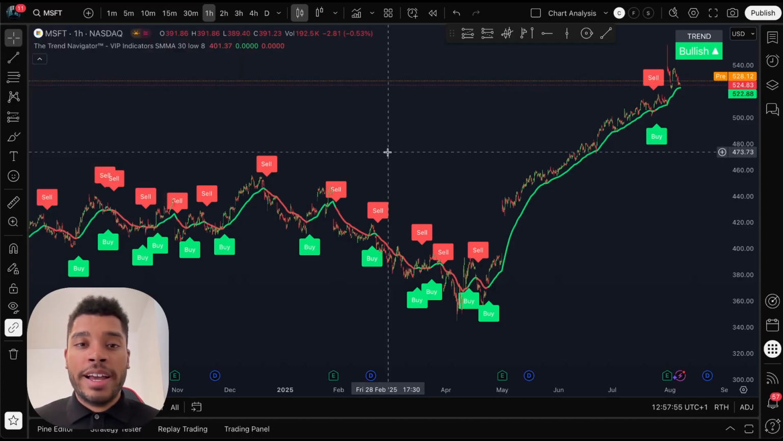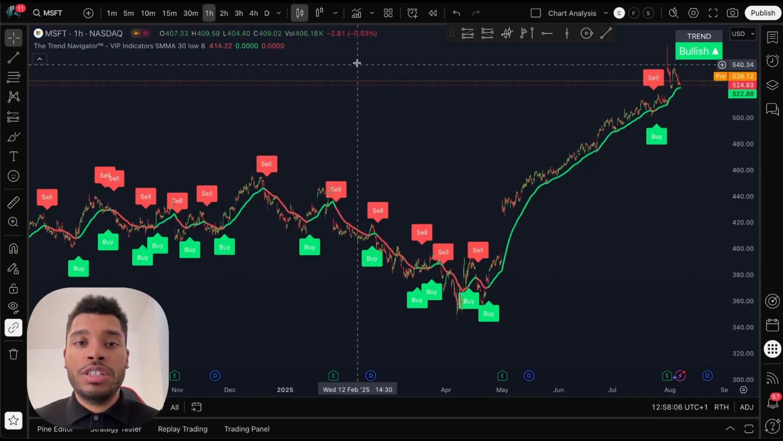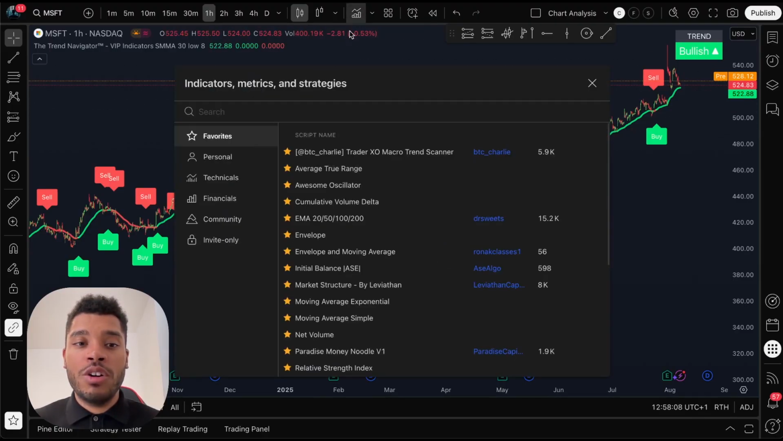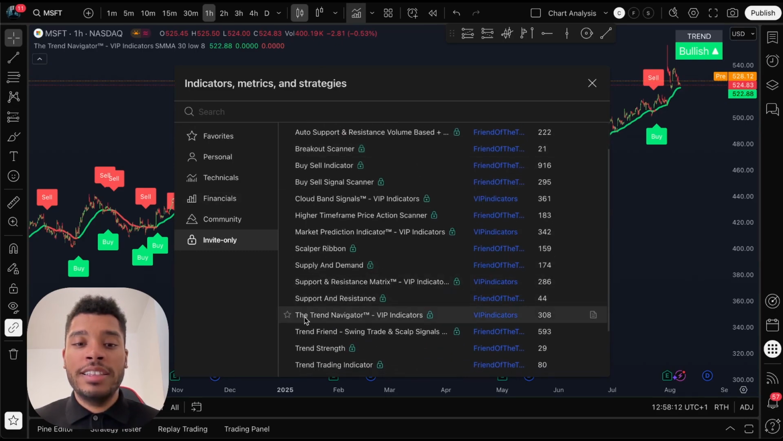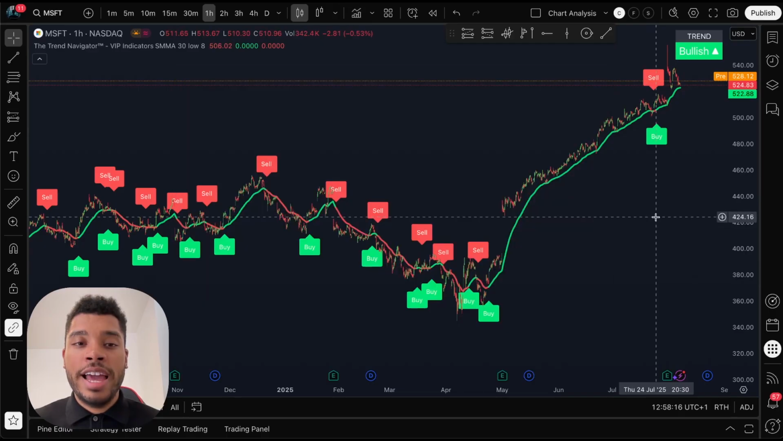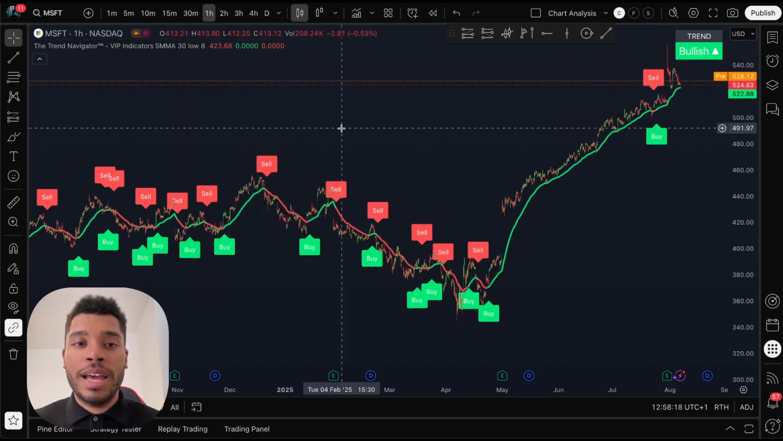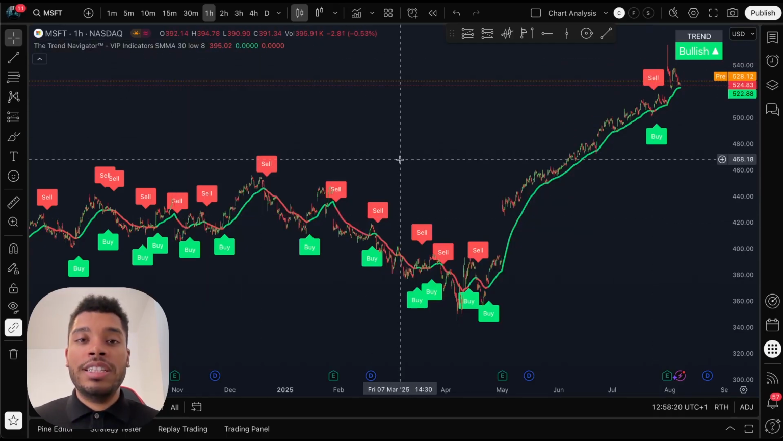So after you are back on TradingView and the indicators have been added to your account, you now need to add them to your charts. To do it, you just need to click on the indicator icon, then click on invite only, and then scroll until you find the trend navigator from VIP indicators. At this point, just click on it, and as you can see, the indicator is gonna be added to your charts. Now, this indicator can mainly be used on 3 different time frames.